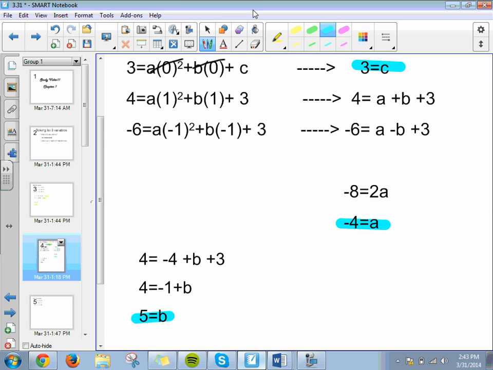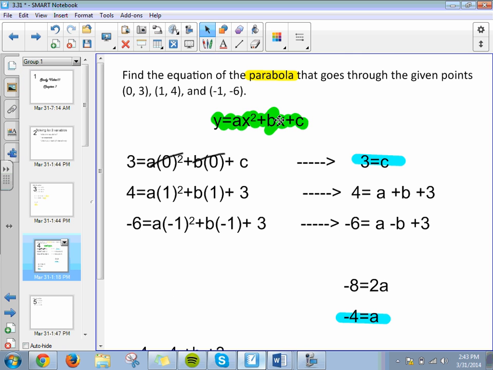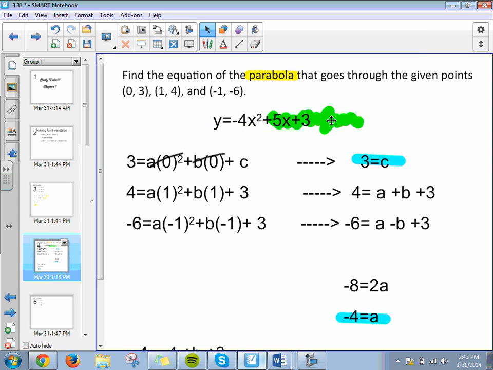Alright. Therefore, my final equation is going to be, if you remember, whoops, we wanted to make sure we were using this. We know that a is negative 4. Trying to write in there. Oh, it's the highlighting. Negative 4. B we just found was, I believe, 5. And C was 3. So then that is my final answer. What we were trying to solve for.